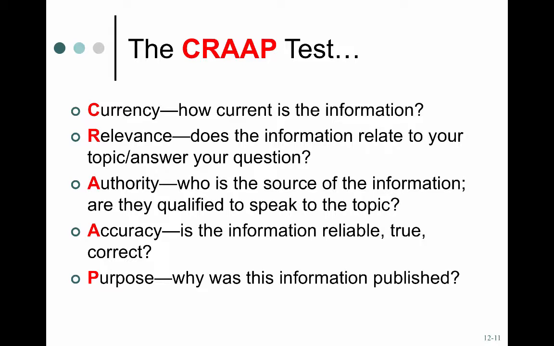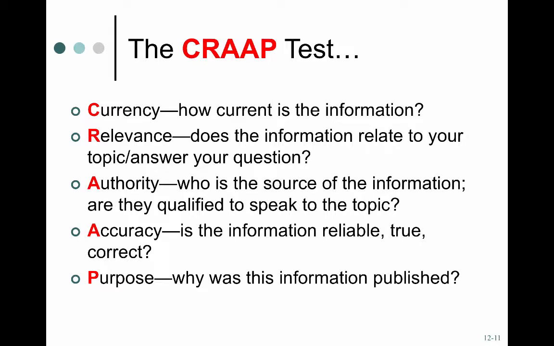Authority. Who is the source of the information, and are they qualified to speak to the topic? What are their credentials? Is there an obvious bias? Accuracy. Is the information reliable, true, and correct? How do you know this? Is the information supported by evidence? Has the document been reviewed? Can you verify the information by looking at other sources? Are there spelling, grammar, or typographical errors? While those are not evidence in and of themselves that the information isn't correct, they do point to a lack of professionalism.